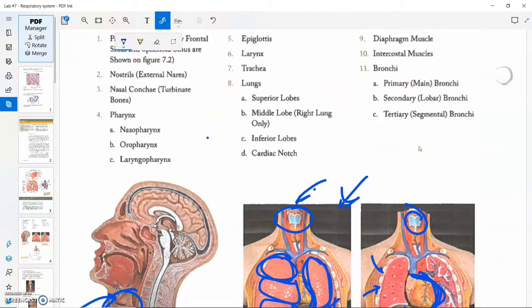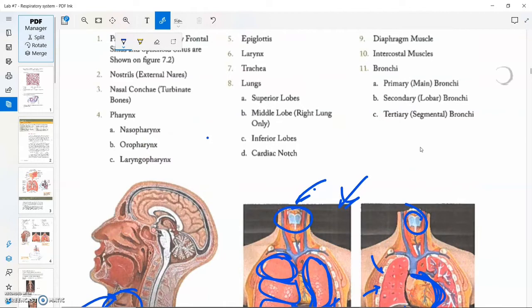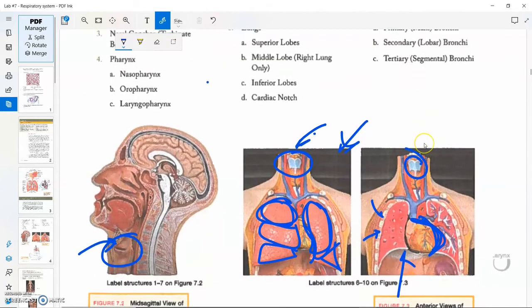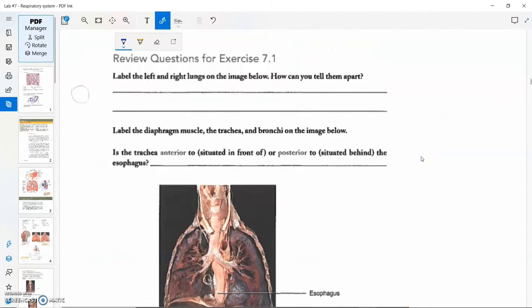Primary or main bronchi supply the air into the lungs, left and right. Secondary bronchi deliver the air into the lobes of the lungs, and segmental bronchi deliver the air to bronchopulmonary segments.